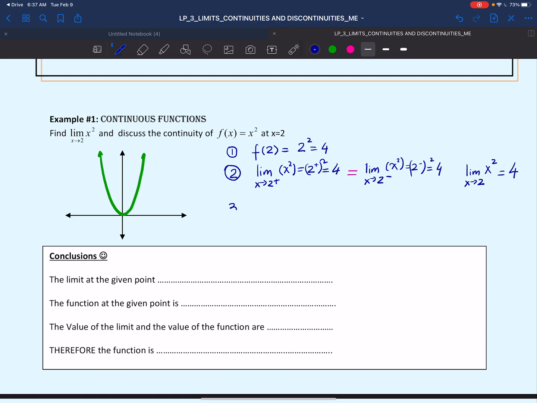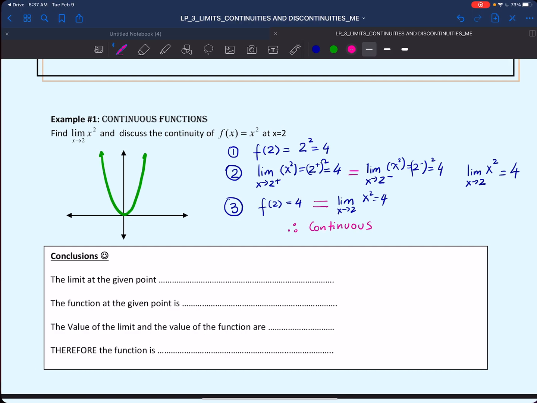Last condition, we need to compare the value of the function with the value of the limit. So f of 2 equals 4. The limit at 2 equals 4 as well. So the two are equal to each other. Therefore, we're going to say that the function is continuous.